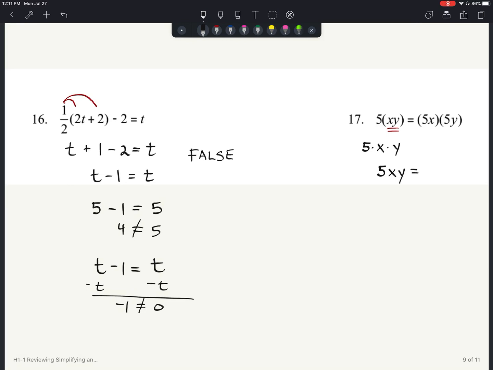Now on the other side, this is saying 5 times x times 5 times y. Well, I can multiply 5 times 5 and I'll get 25, and then x times y. Therefore, that right side looks like it's going to be 5 times greater. We could simplify it more if we wanted to, but you can already see that it's not going to be equal to each other. So in this case, that answer is also false.